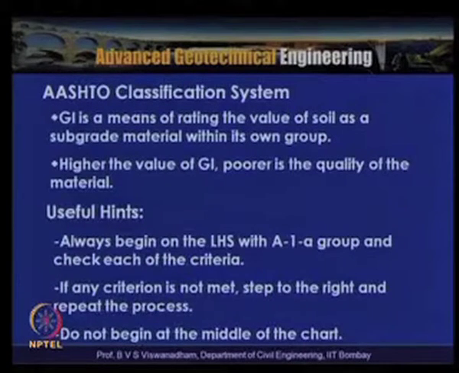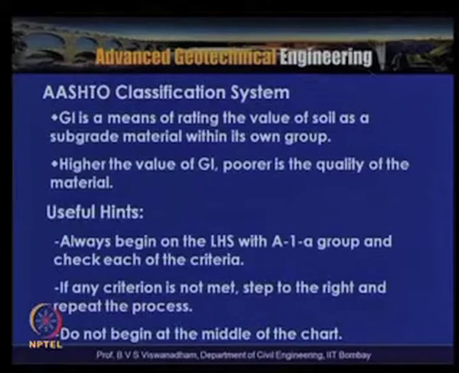Some useful hints in classifying the soil: once we have the grain size distribution and Atterberg limits data, always begin on the left hand side with the A1A group. Once you eliminate the A1A group, then go to A2 like that and check each of the criteria. If any criterion is not met, step to the right and repeat the process.